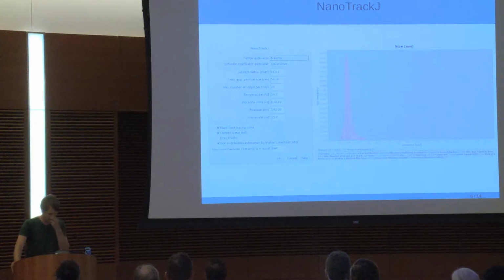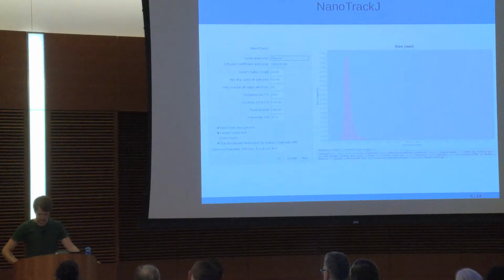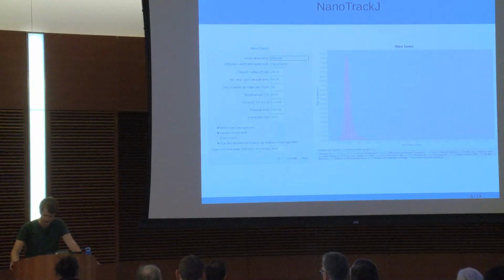This brings me to J. The left figure shows the GUI of J with all parameters needed to run the analysis. There are some sample-dependent parameters like the temperature and the viscosity. Other parameters are setup-specific, like the pixel size and the frame rate of the camera. And then there are parameters which are algorithm-specific.